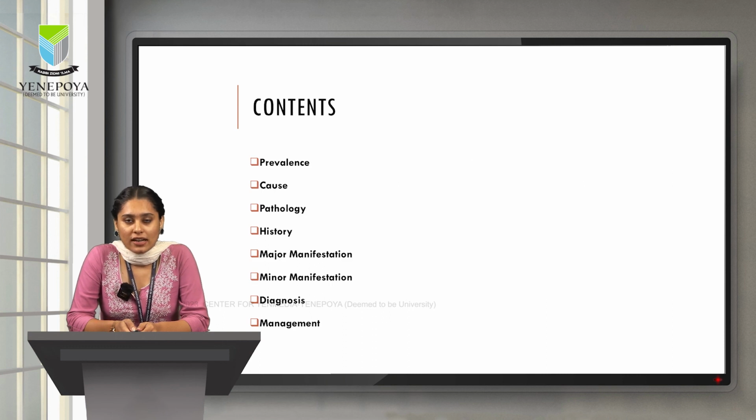So moving on to the contents of rheumatic fever. Mainly we are going to look into the prevalence, causes, pathology, history. Under clinical manifestations, we are going to see the major and the minor manifestations, and also how we are going to diagnose this rheumatic fever and the management strategies.